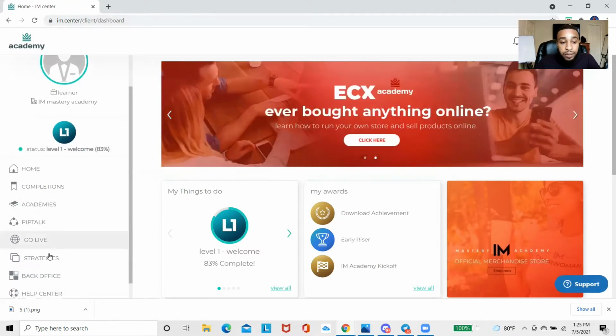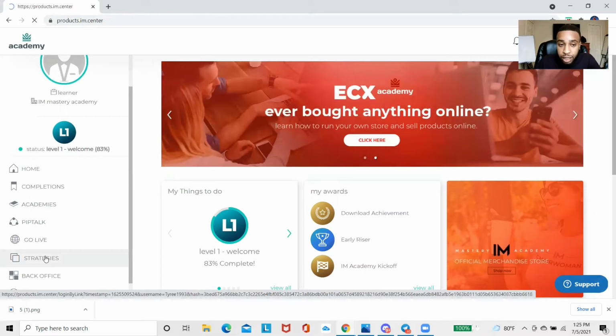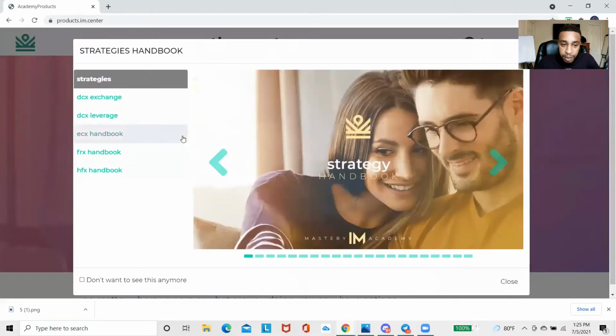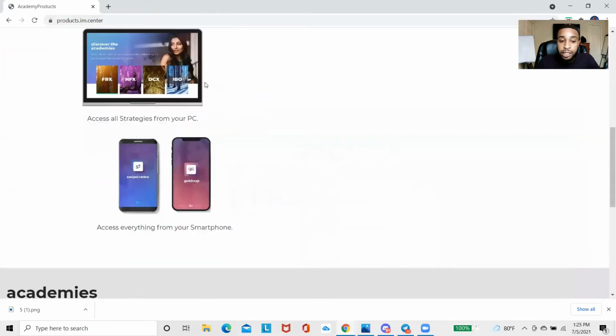Now, the next thing you guys want to be able to do is go click on where it says strategies, right? If you click on where it says strategies, it's going to be a similar thing. So make sure you read through the handbook so you understand how to be compliant. Then you want to scroll down.